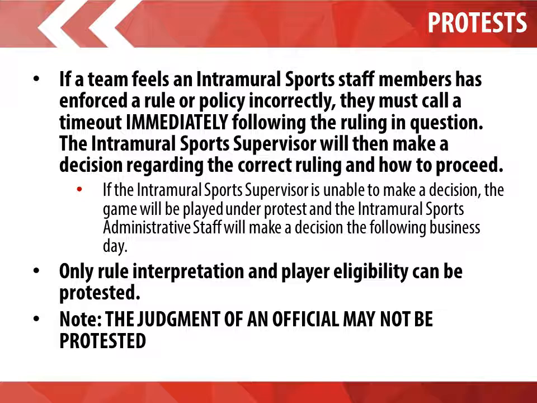If a team feels an intramural sports staff member has enforced a rule or policy incorrectly, they must call a timeout immediately following the ruling in question. The intramural sports supervisor will then make a decision regarding the correct ruling and how to proceed. If that supervisor is unable to make a decision there on the spot, the game will be played under protest, and the intramural sports administrative staff will make a decision the following business day. Only rule interpretations and player eligibility can be protested. Note, the judgment of an official may never be protested.